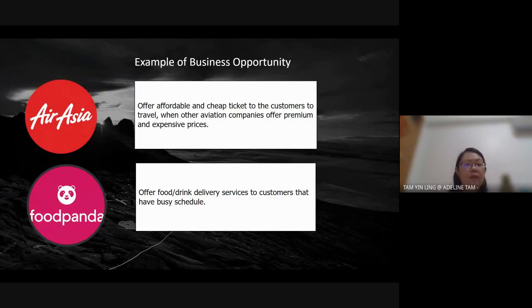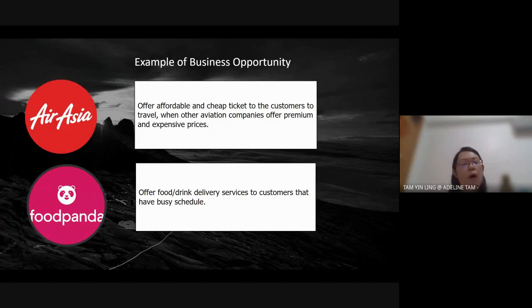For example, when there is a need for cheaper travel, a need for affordable air tickets, then AirAsia came in, all right? AirAsia took the opportunity to provide cheaper, affordable tickets to customers to travel. Same thing, when customers are facing a very busy schedule, for example students very busy with their study, and working adults who have to work up to maybe 10 hours per day, they need food or drinks delivered to their place. So Food Panda came in at this opportunity to provide the service to the customers.